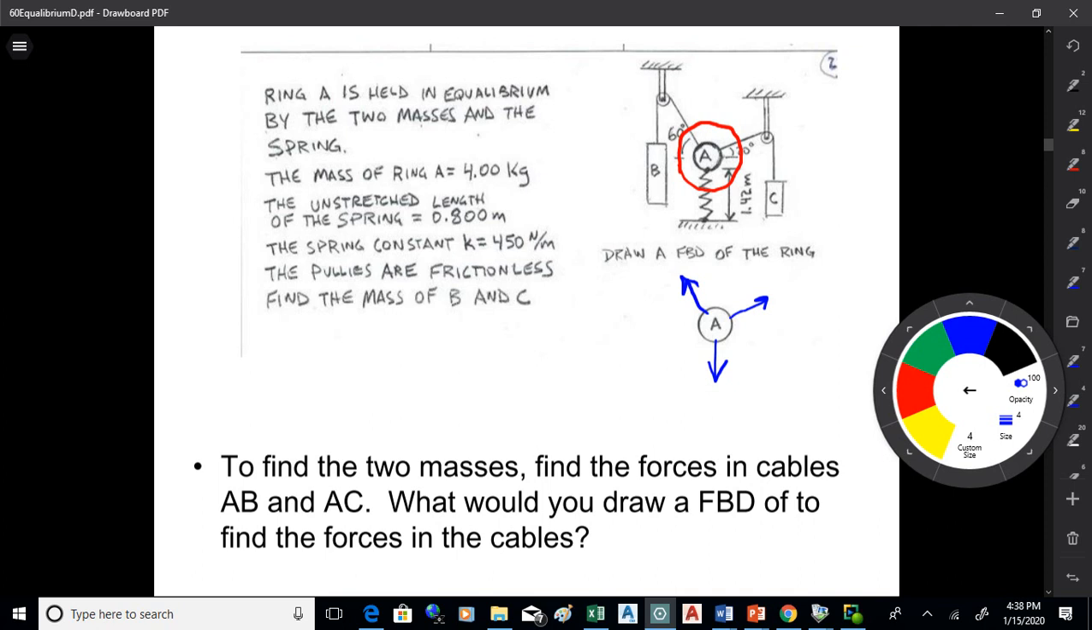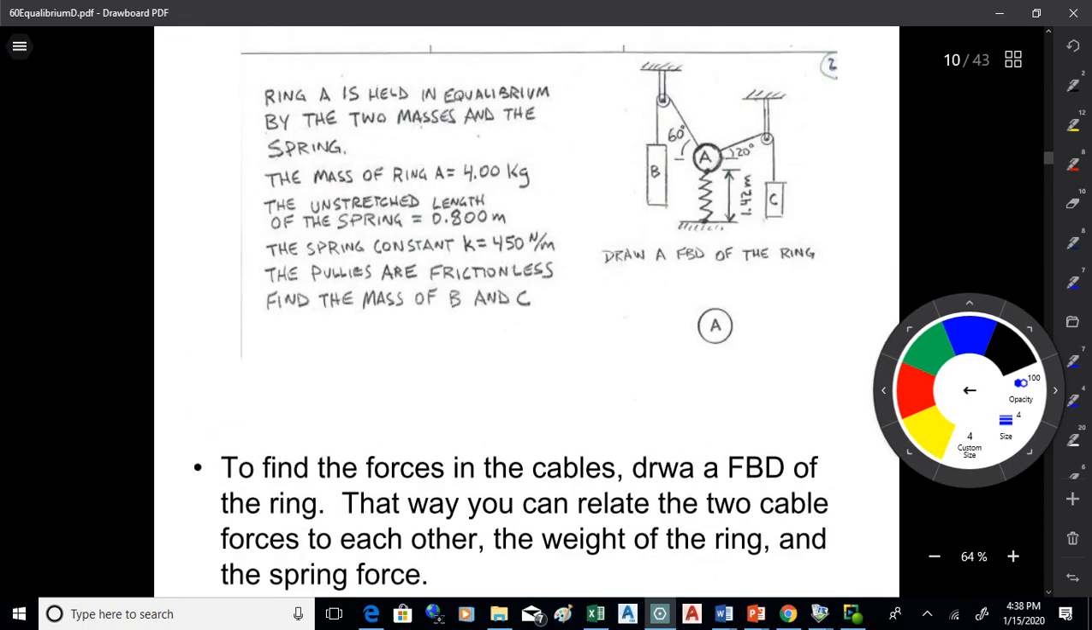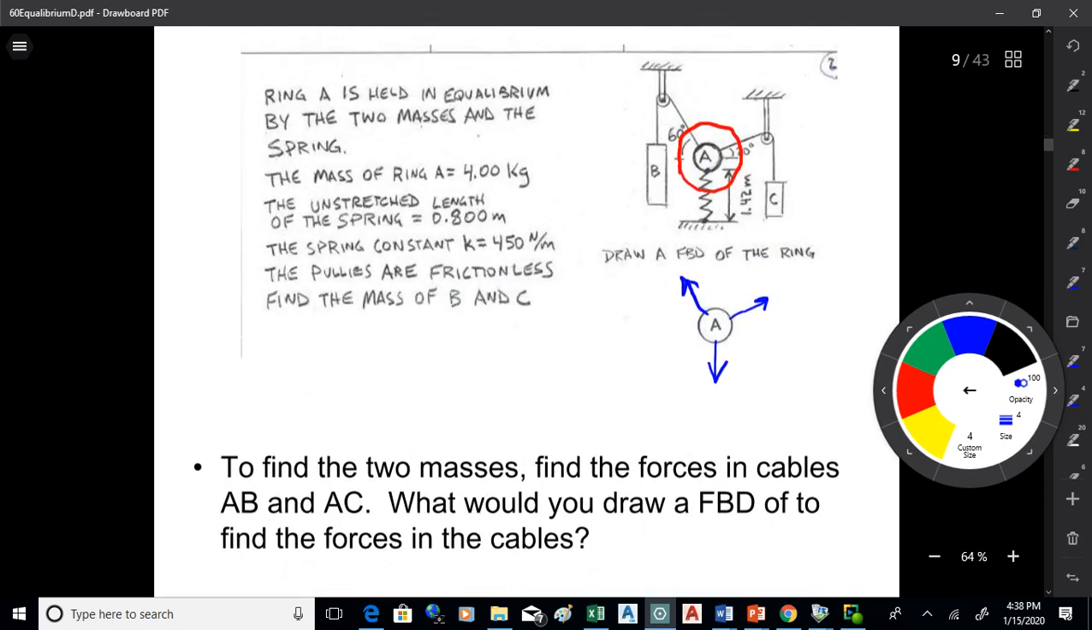Question there. Is that bottom arrow representing its weight? Actually, there's two arrows there. When you get the whole thing, there's the weight, and then there's also the spring force too. You could put them as one, but I'd probably put them as two. So the spring force is also being applied down. The spring is stretching, so it's pulling down on the ring.